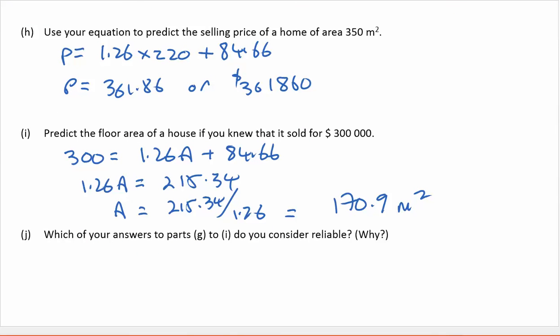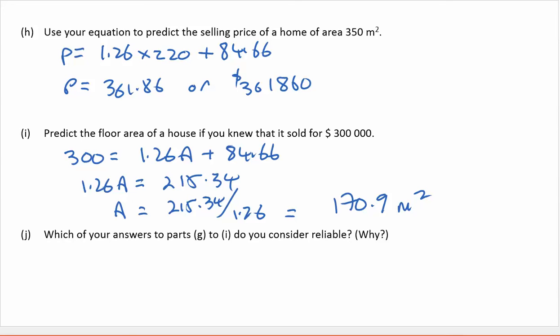In the case of H, predicting the selling price of a home of area 350 metres squared. Now, that would seem to go beyond the given data, so this would be involving extrapolation. But we end up with a prediction of $361,860. The floor area for a $300,000 sold house, doing the substitution, is 170.9 metres squared.